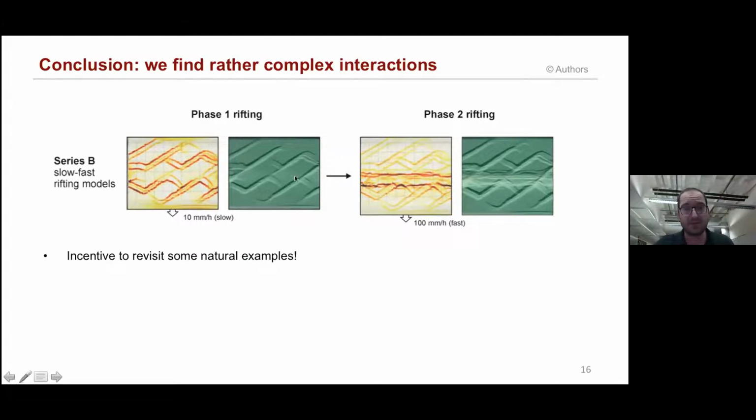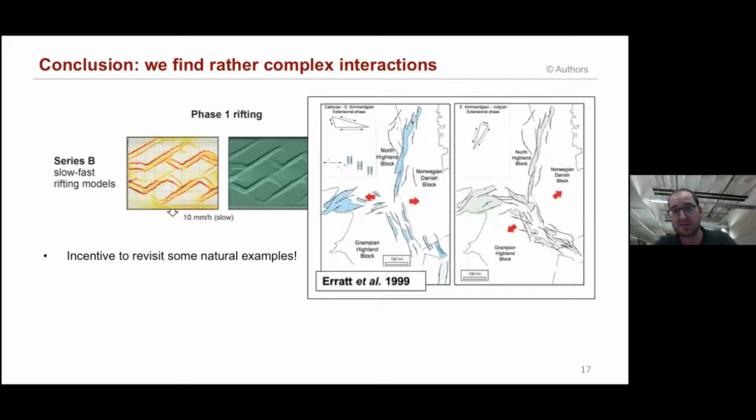So again, we have these interactions between these crustal and mantle weaknesses, and then also the impact of the velocity of our rifting. And this is a really nice incentive to revisit some natural examples. For instance, the North Sea, where we seem to have maybe two phases of rifting, but perhaps it might just be that where we have two different orientations of rifting, perhaps shown by these red arrows. But it might just be that we have a change in velocity, which then might reactivate different types of weaknesses in different parts of the lithosphere.